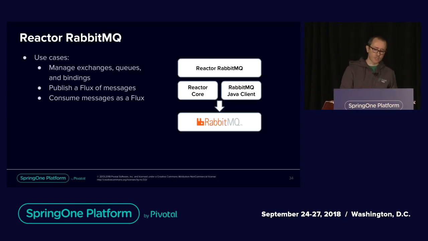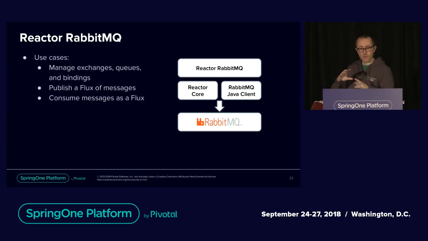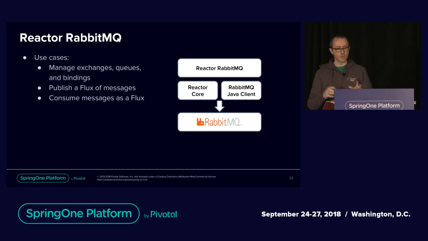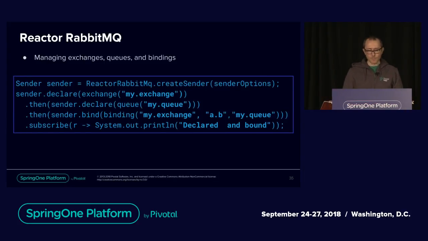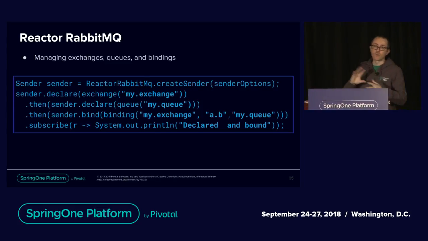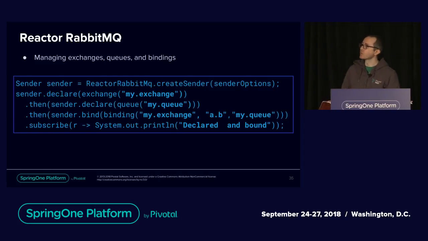This extension is a bit opinionated. The main use cases are resource management, so creating your exchanges, queues, and binding them together, publishing a flux of messages, a Reactor flux, and consuming messages as a flux. So here is an example of the Fluent and Reactive API to manage your resources.